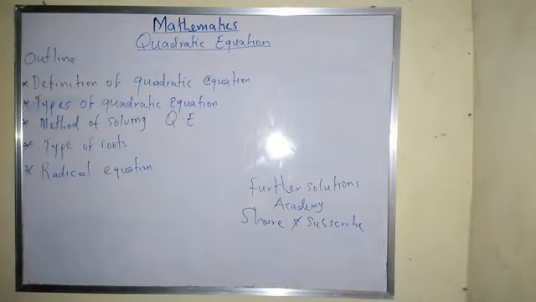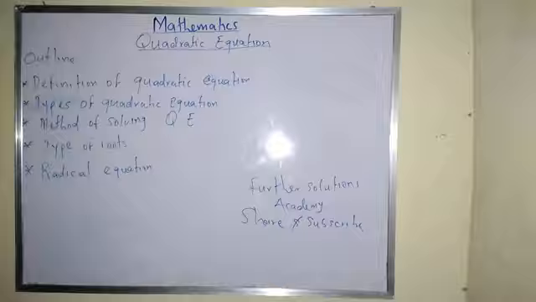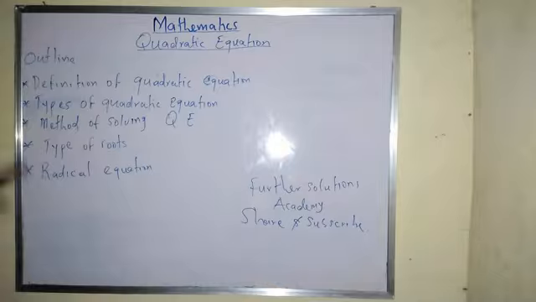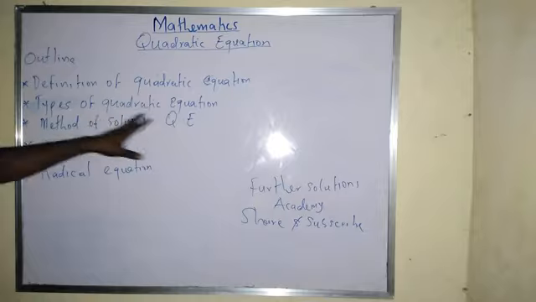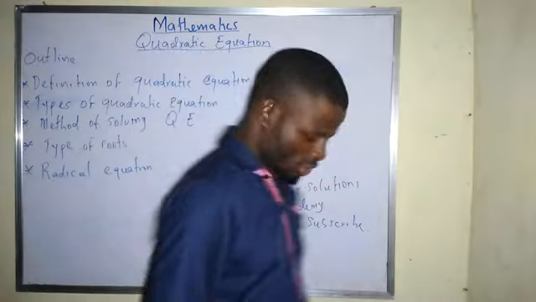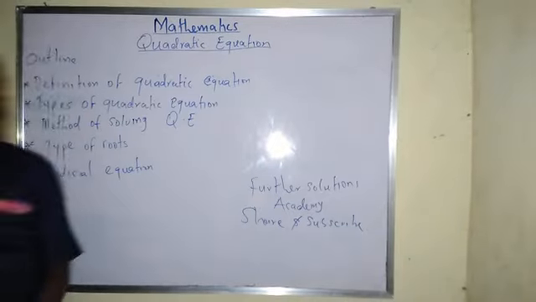In this video, I'll be walking you through quadratic equation. The outline of this video is: first, the definition of quadratic equation; second, types of quadratic equation; third, methods of solving quadratic equation, type of root, and radical equation. Radical means hard; something radical is very hard to handle.